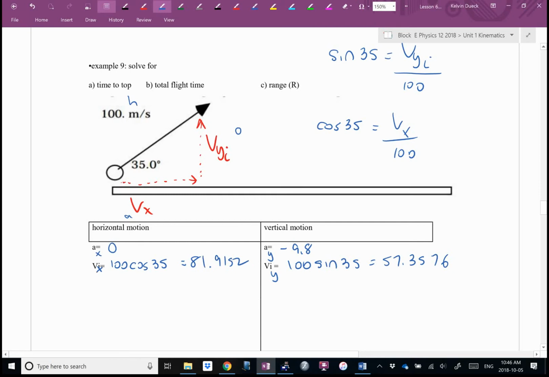Have we found the components? Everybody say yes? We're never going to use that 100 again. Don't come back to it. Don't be tempted. Don't use that 100. We've got components now.